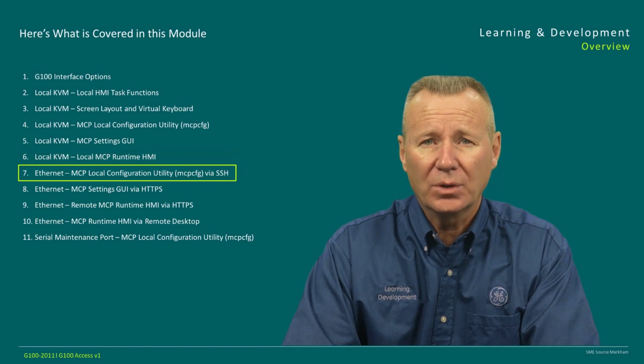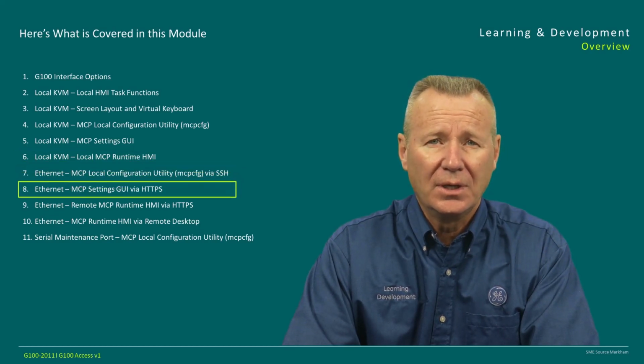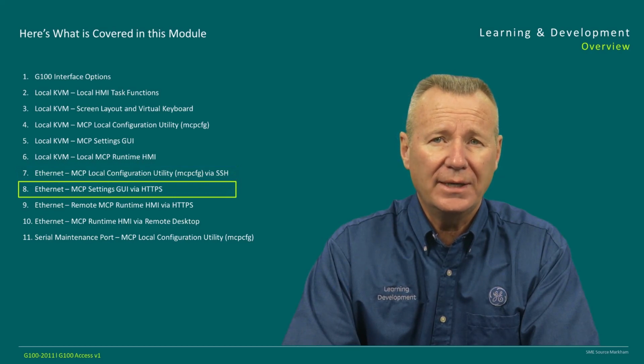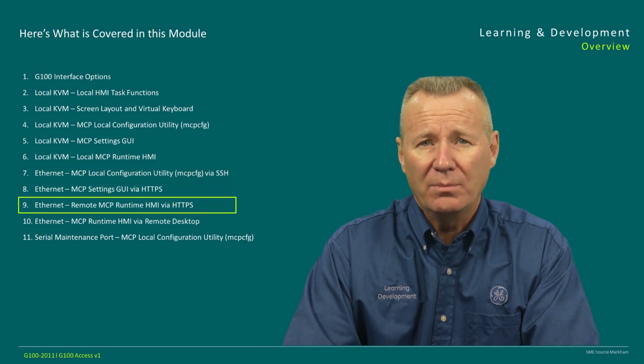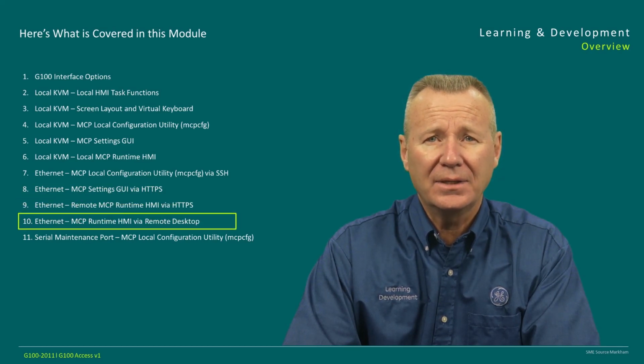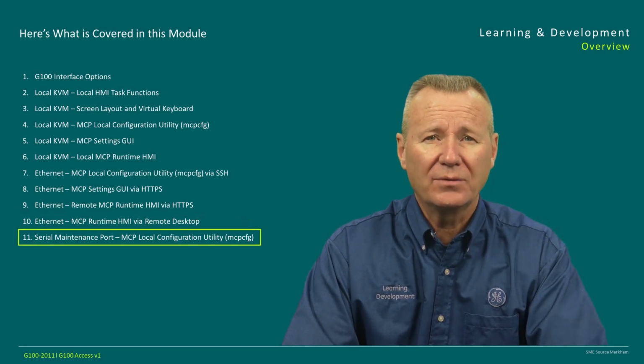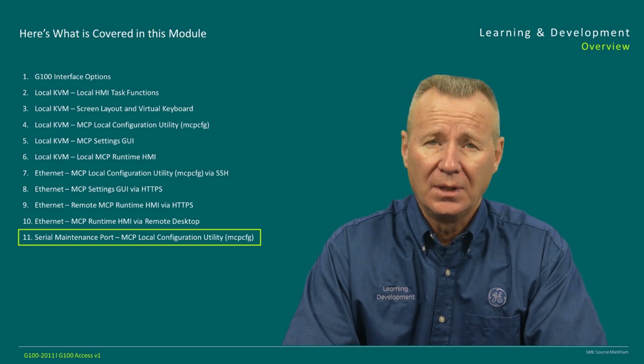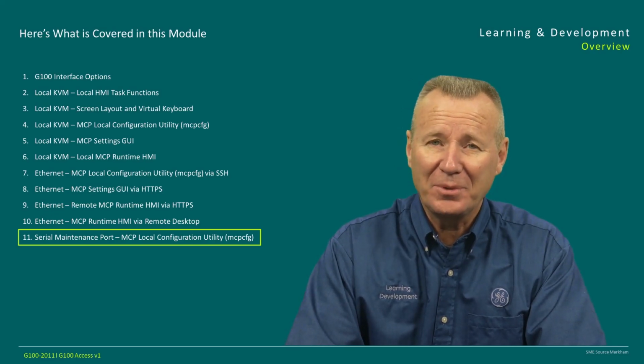For Ethernet, we'll look at the MCP Local Configuration Utility via SSH, the MCP Settings GUI via HTTPS, Remote MCP Runtime HMI via HTTPS, and the MCP Runtime HMI via the remote desktop. Lastly, we'll cover the serial maintenance port for the MCP Local Configuration Utility. With that said, let's jump in.